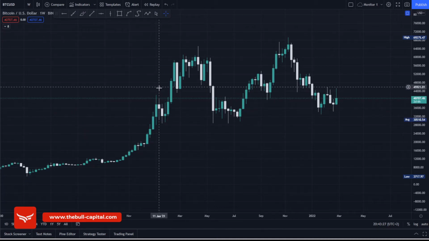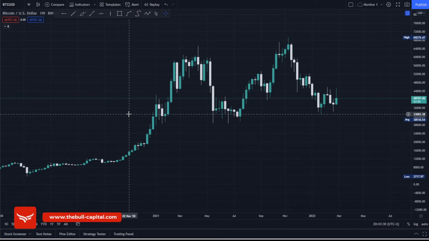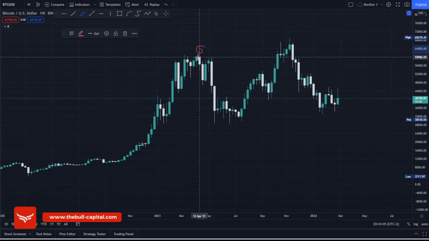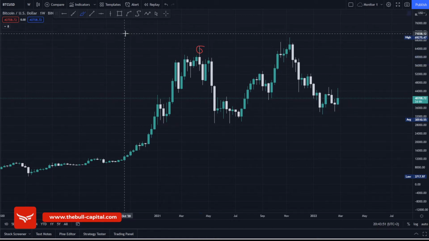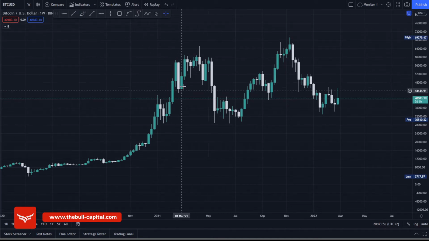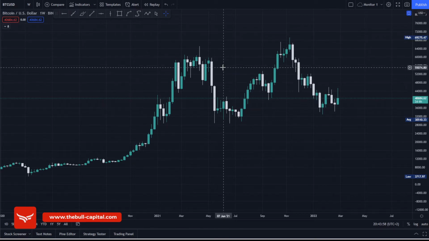First of all, we're gonna use the wicks and not the bodies. It's important because you might see a wick here. A wick is this one here, and the body is this one. You might see a wick here, but on another time frame there are actually candles and maybe bodies of the candles.